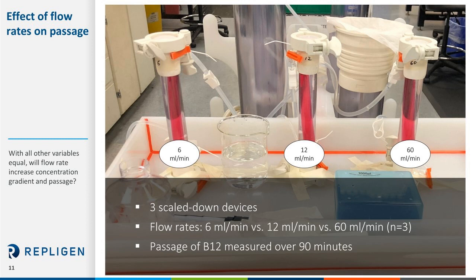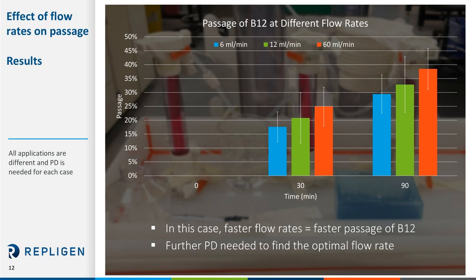So if we determine that flow has benefit on the concentration gradient against static, what if we took a look at different flow rates? Keeping all other things equal, will we see an increased concentration gradient or passage of vitamin B12? So in this experiment, we used 3 scaled down devices, repeating 6 mL per minute, doubling to 12 mL per minute, and going 10x at 60 mL a minute. Again, we were looking at just the passage of vitamin B12, and we measured this over 90 minutes looking at that initial rate of passage. And for this case, we found that a faster flow rate is indicative of a faster passage of vitamin B12.